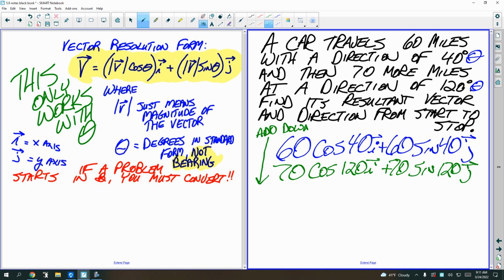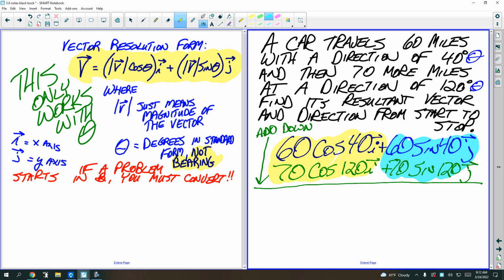In other words, this yellow blob all goes together with the plus sign between, obviously, the top one and the bottom one. And then this blue blob all goes together with the plus sign between it. So that's why I said add down. You add the i's and you add the j's.